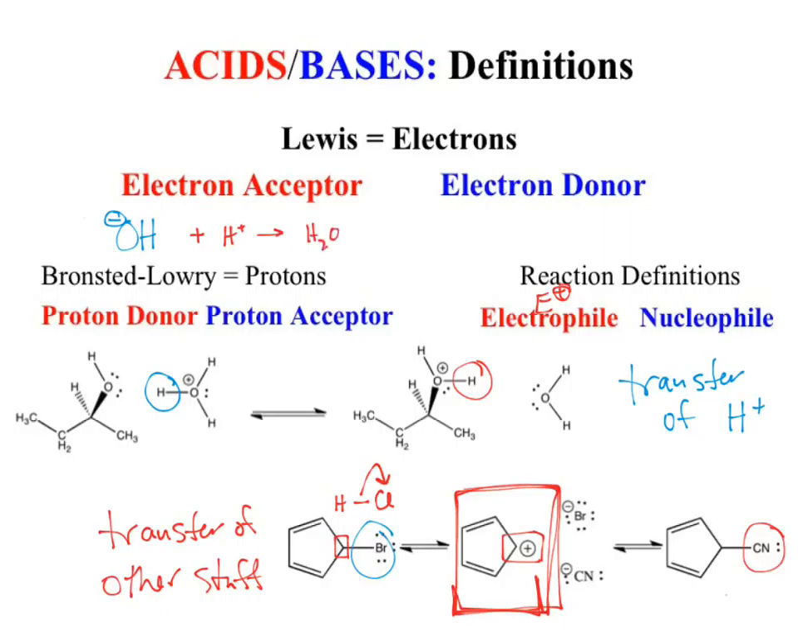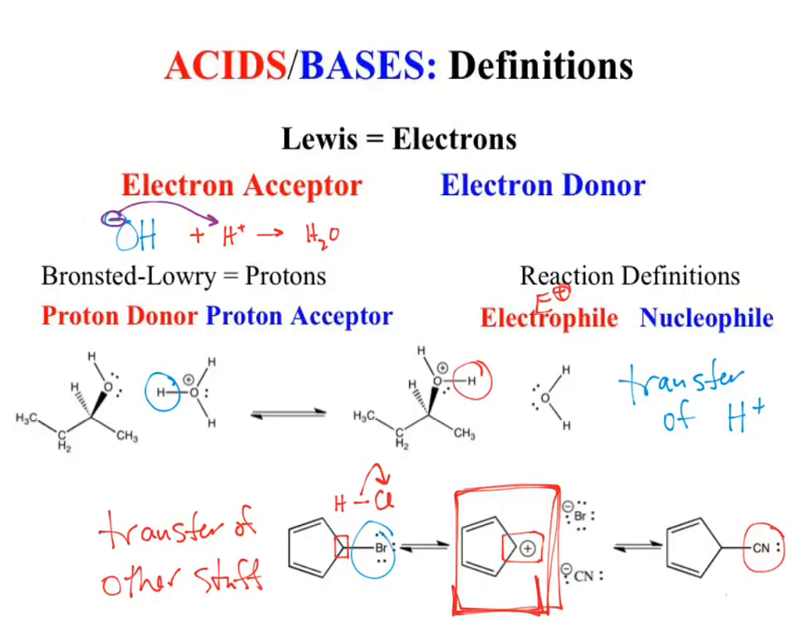Electrons on oxygen. The electrons on our oxygen share with that positively charged hydrogen. Our base is an electron donor. It is sharing electrons with some other atom. That's our definition of a Lewis base. Still applies to our Bronsted-Lowry definitions. Okay, Lewis acids and bases will apply to Bronsted-Lowry every single time.